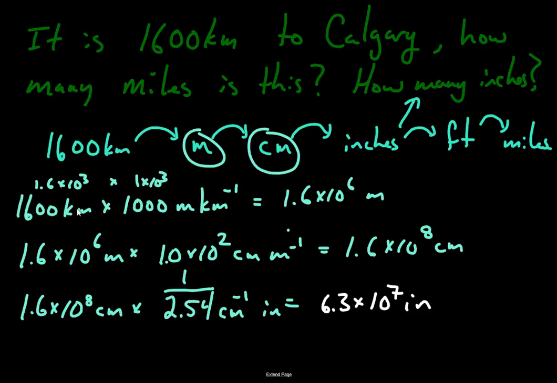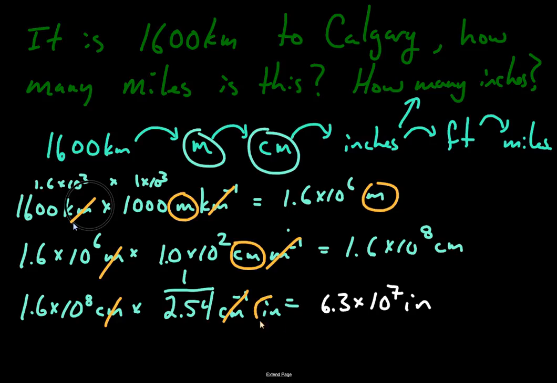So notice as we go along, we're canceling off the unit we don't want, and we're leaving the unit that we do. We want to get rid of meters, keep centimeters. Now we want to get rid of centimeters and keep inches. So your units are keeping track along with your numbers as to where you are in the problem. Okay, so that's done for part B.